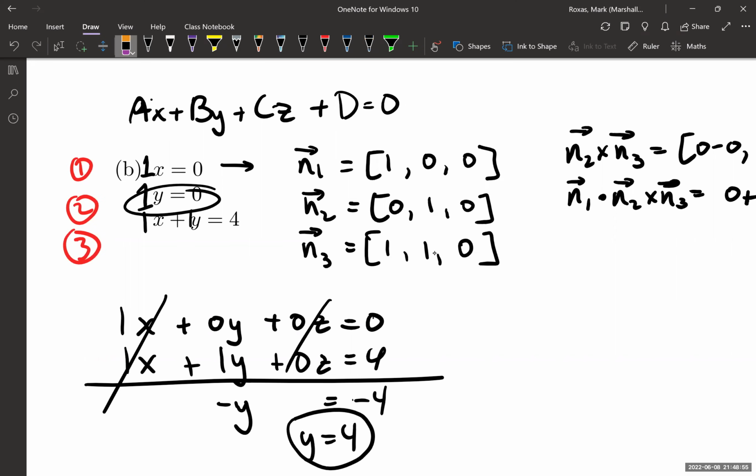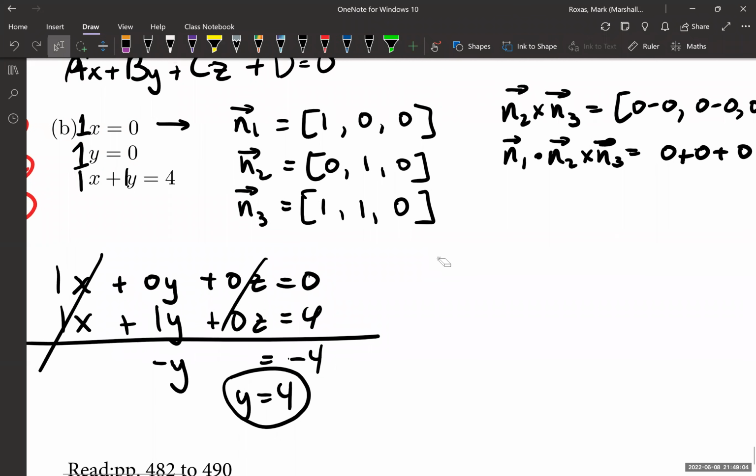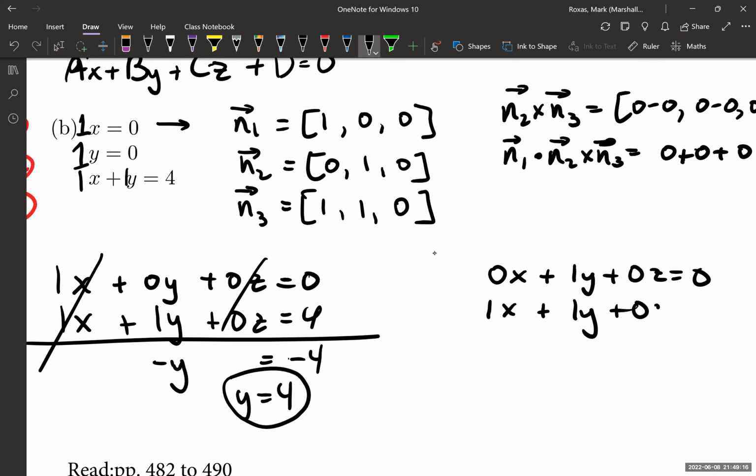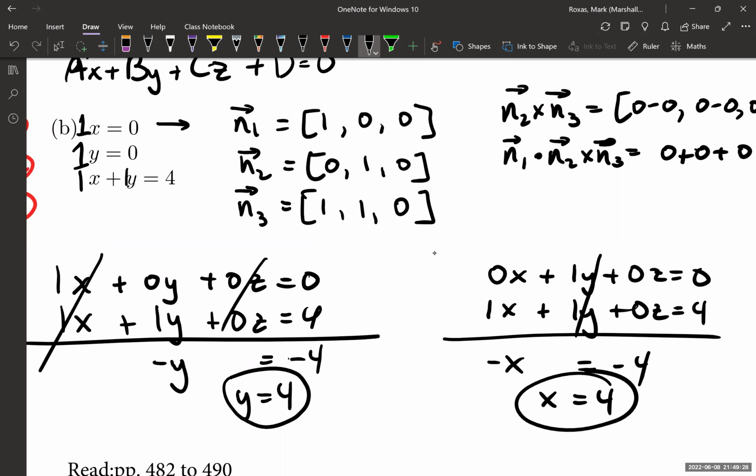I mean, if you look at plugging that in, that's not going to really fly, right? And I could do the same thing with the second and third equations. So I could take 0x plus 1y plus 0z equals 0, and then 1x plus 1y plus 0z equals 4. And if I tried to eliminate a variable, I could eliminate y by subtracting both equations. So -x equals -4, and so x equals 4. So there is just no solution here, right? If I plug x equals 4 and y equals 4, it doesn't satisfy all three planes. Okay, there is no line of intersection.